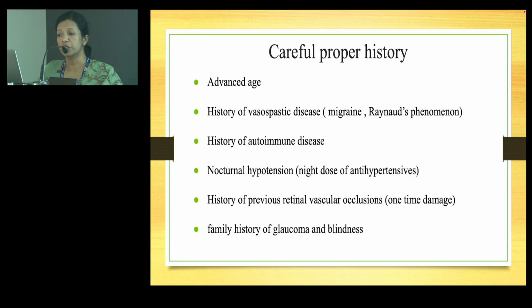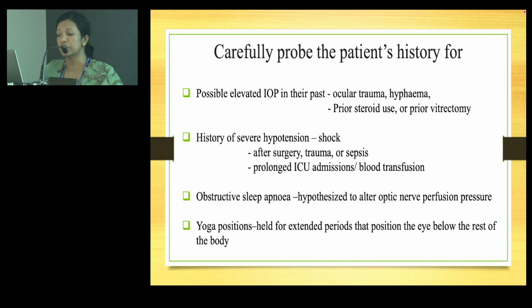History of previous retinal vascular occlusion should also be made out, as this can cause one-time damage to the optic nerve head, which could look similar to that of a glaucomatous optic disc. Also, ask for history of glaucoma and blindness in the family, as you can get an idea about the progression of the disease. Carefully probe the patient's history for possible elevated intraocular pressure in their past, like history of ocular trauma, hyphema, prior steroid use, or prior vitreoretinal surgery.